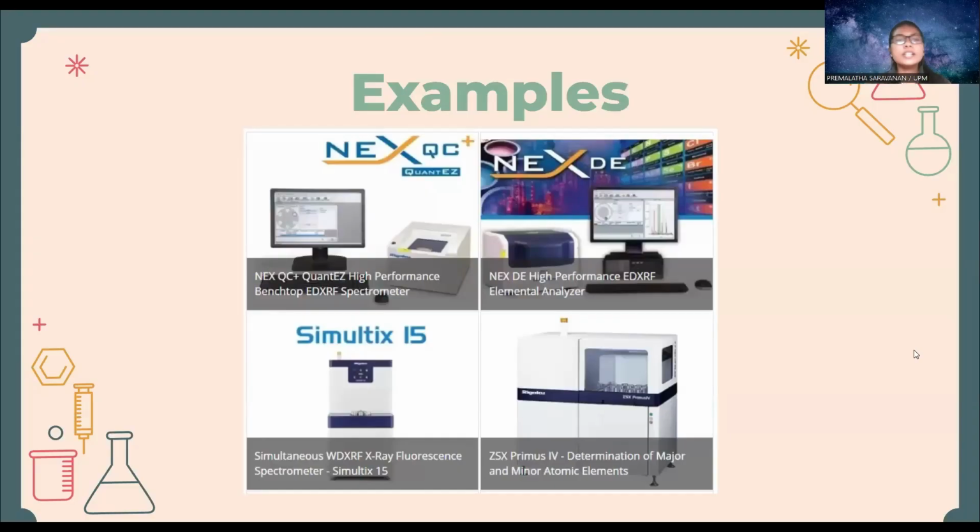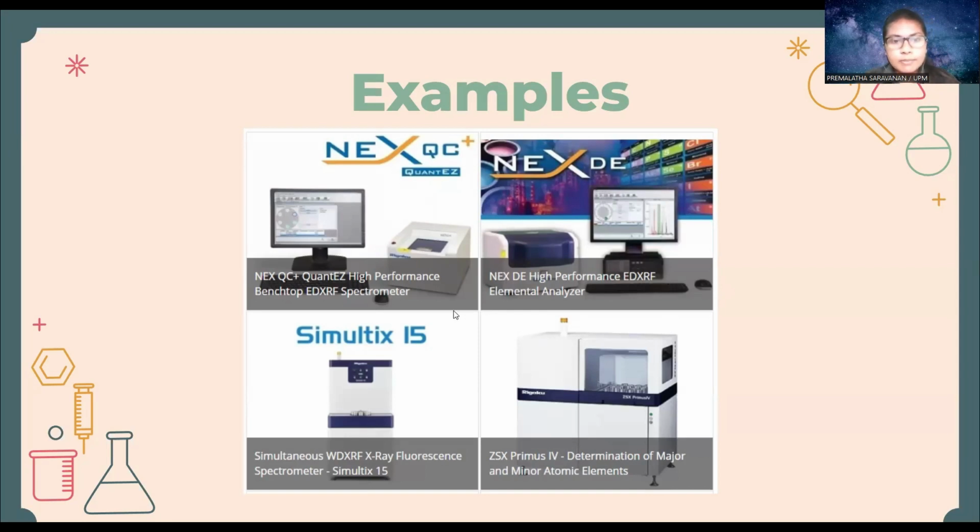Thank you, Shri. Now, I would like to continue the presentation with the examples of the models that are currently in the market. Firstly, there are three types of XRF spectrometer: energy dispersive X-ray fluorescence, wavelength dispersive X-ray fluorescence, and total reflection X-ray fluorescence.